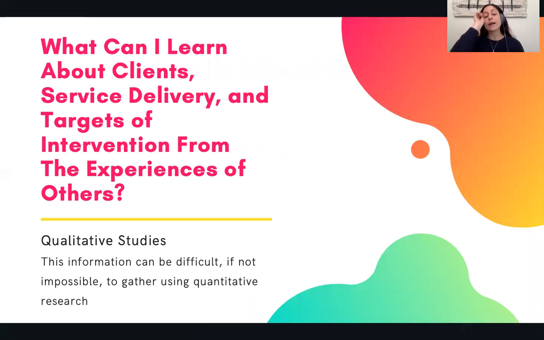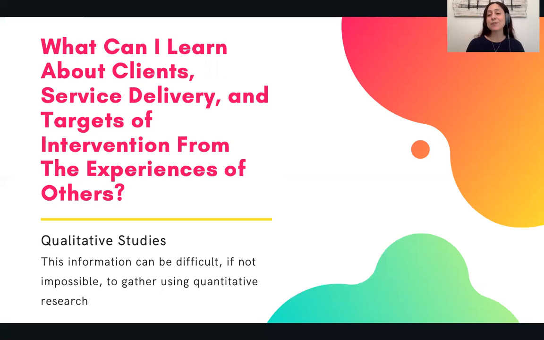Another common question that we'll get related to mental health is, what can I learn about clients, service delivery, and targets of intervention from the experience of others? Which basically means we want to describe and understand someone's experience and what it's like to walk in their shoes, so that you can then make the next person or next group's experience more positive. So in this case, we're going to be looking primarily at qualitative studies. Remember, again, interviews, focus groups, observations, and so on.